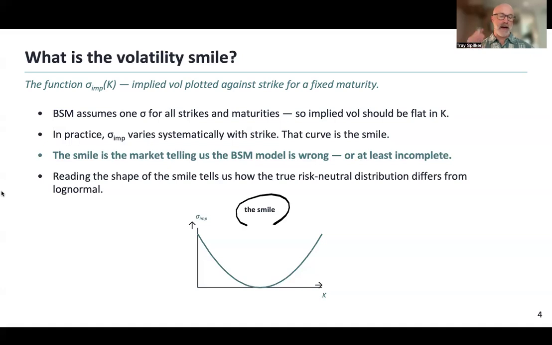And that's what we see down here at the bottom. And the smile is telling the market that the Black-Scholes-Merton model is wrong, right? Or maybe more precisely, that the true risk neutral distribution is maybe not so log normal. And so the shape of this smile tells us how different from log normal. So today this is what we'll focus on and learn how to read what the shape is telling us.